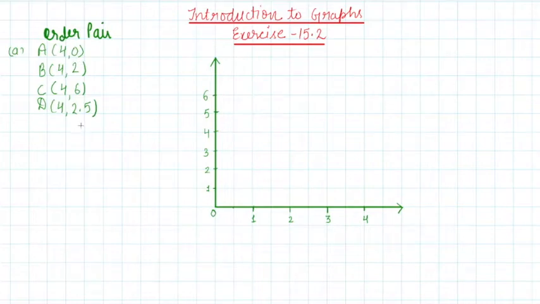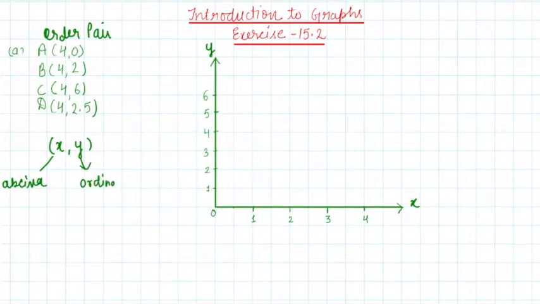So these A, B, C, D, 4 ordered pairs are given and you have to plot these points on a graph sheet. Okay. So this is my y-axis here. This is my horizontal x-axis here. Now, I told you that ordered pairs are always written as (x, y), where x is called the abscissa and y is called the ordinate. Here x is 4, 4, 4, 4, and the values of y for the ordered pairs A, B, C, D are 0, 2, 6 and 2.5.